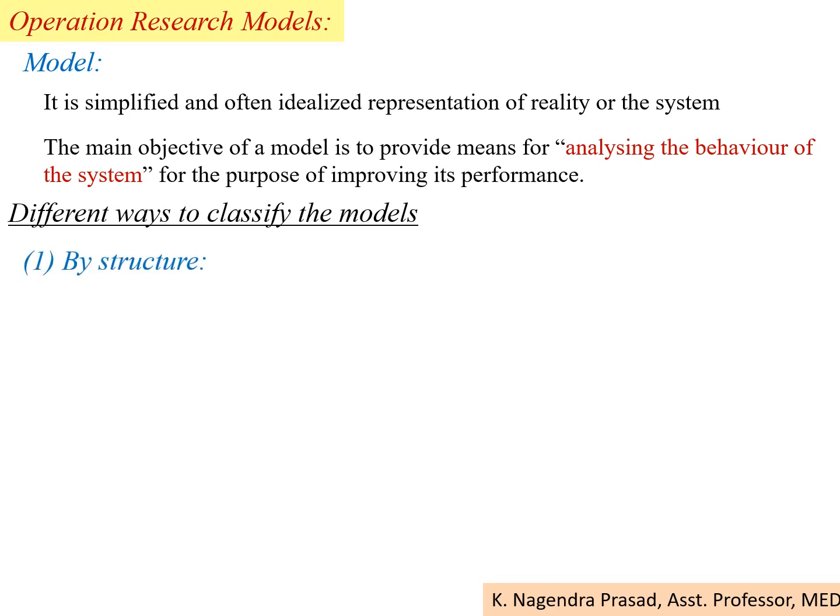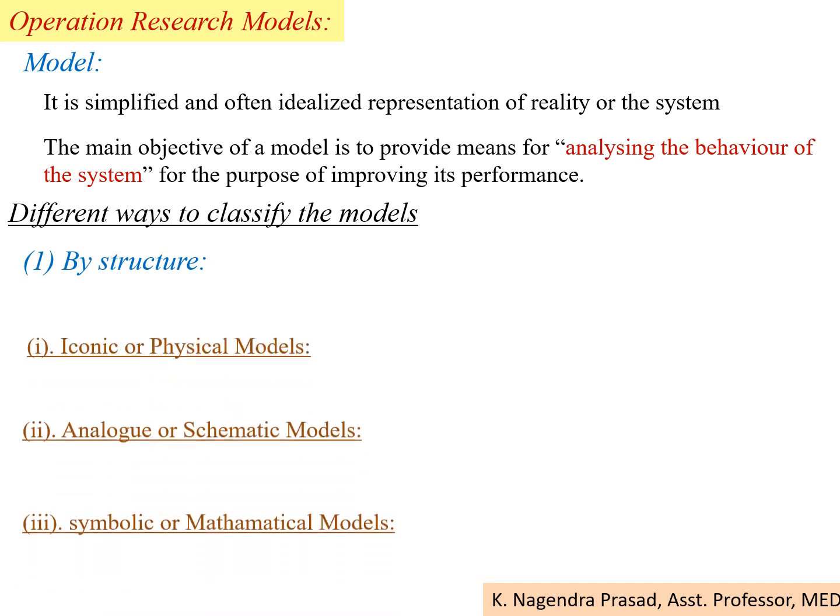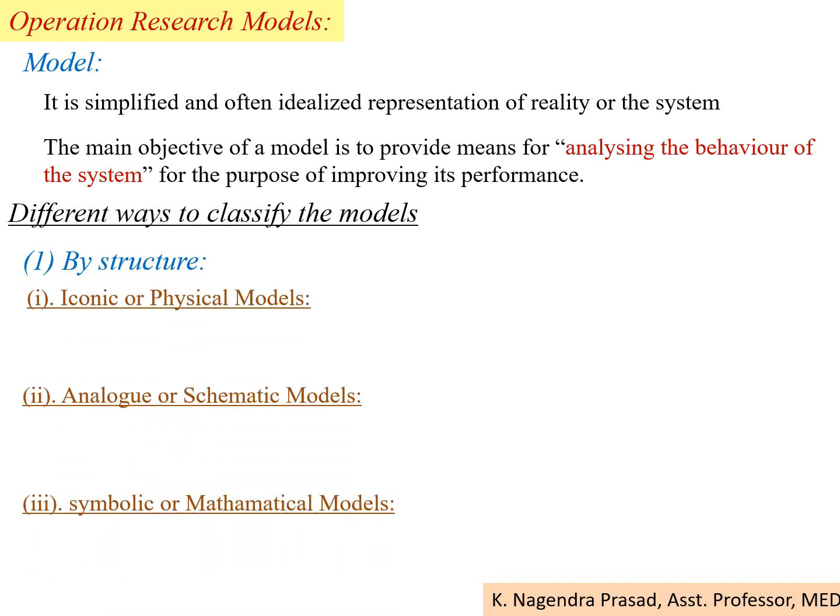First one is by structure. By structure, we subclassify the models into three types. First one is iconic or physical models. Second one is analog or schematic models. Third one is symbolic or mathematical models.